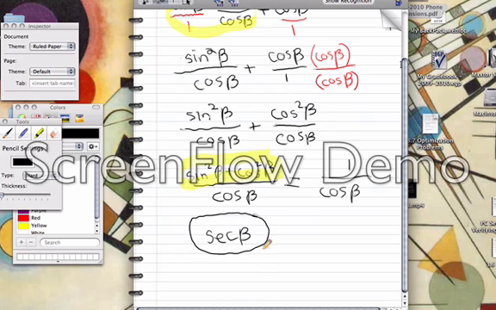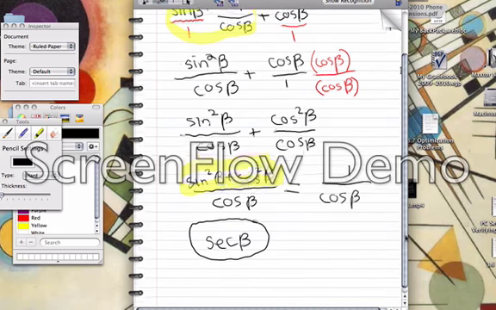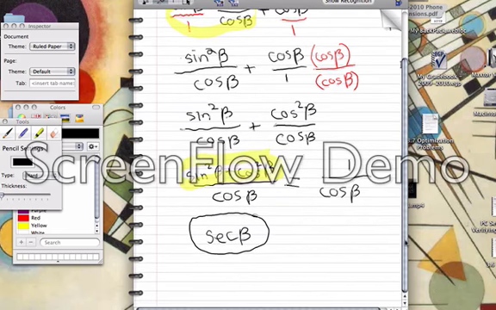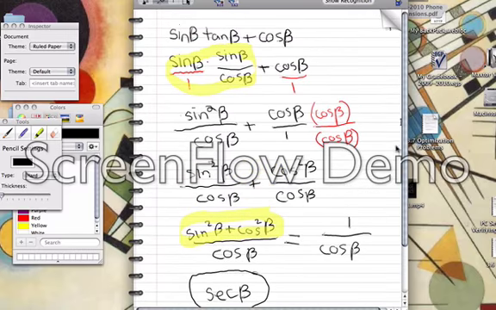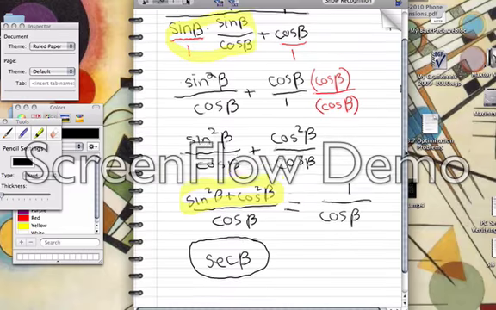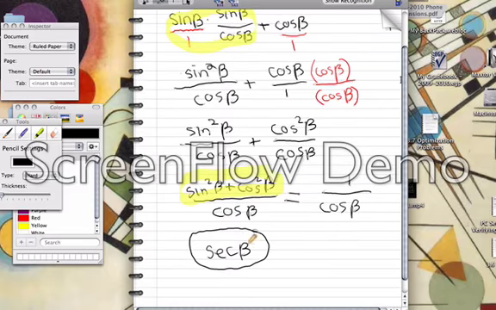And at that point, our job is pretty much done. We've got it pretty much as simplified as we can get. But it might be instructive to go back to the original and see what we started with. Sine beta, tangent beta plus cosine beta. That was our expression, and it's actually equal to secant beta, which is a much simpler form. All right.